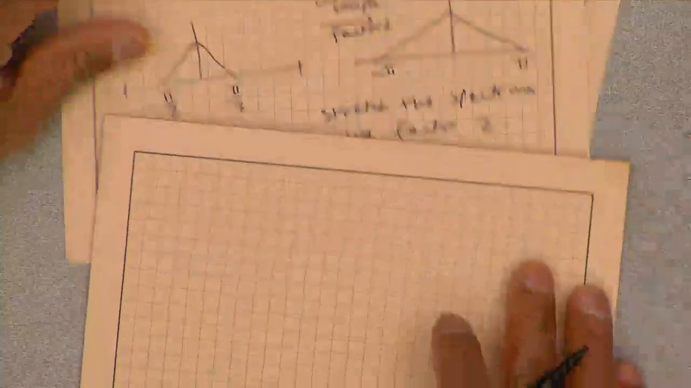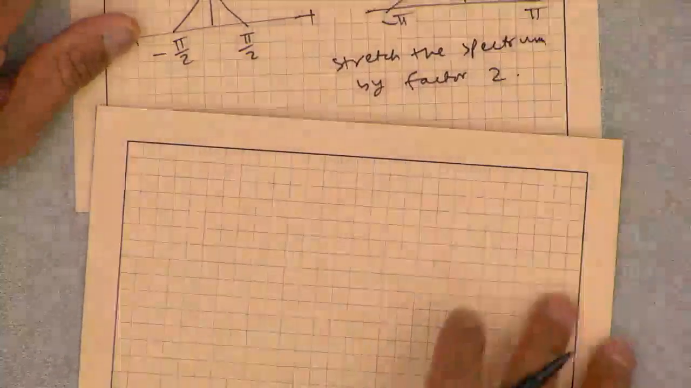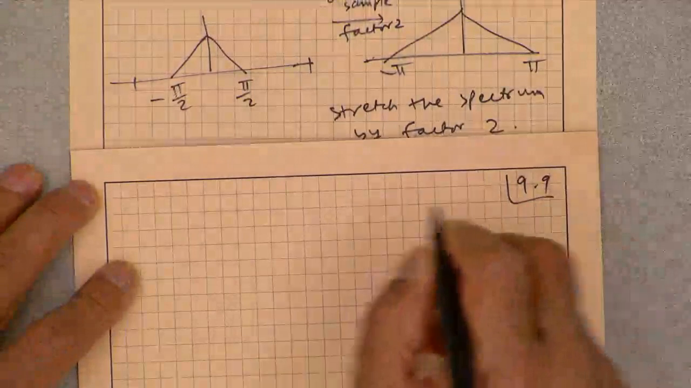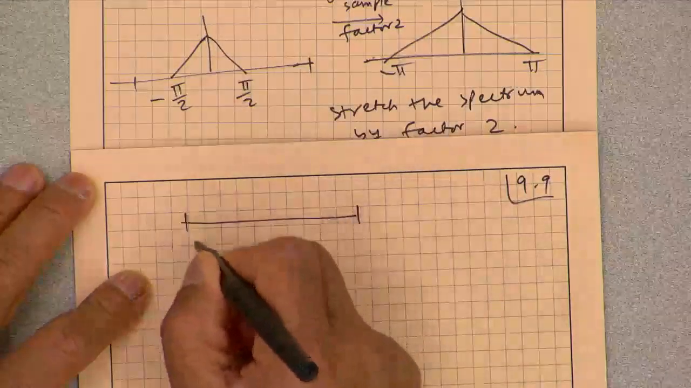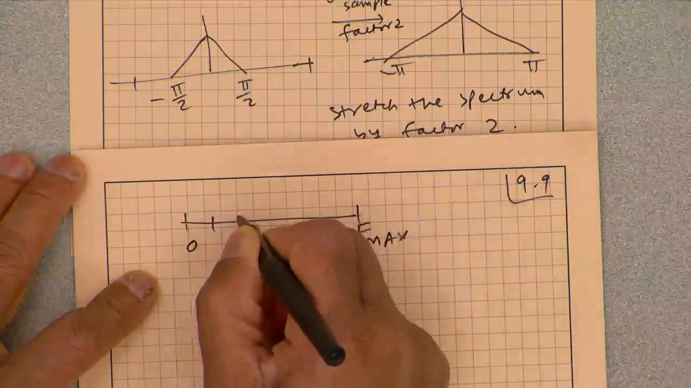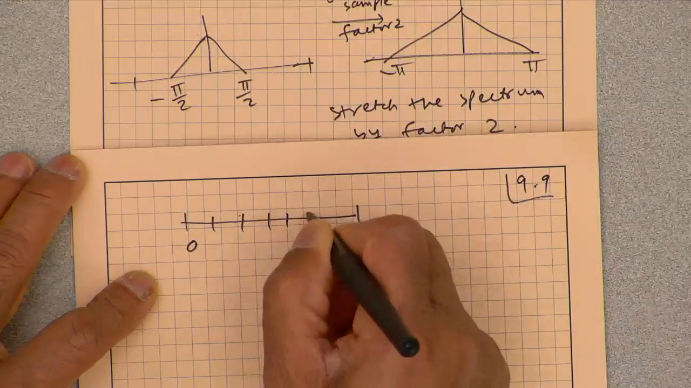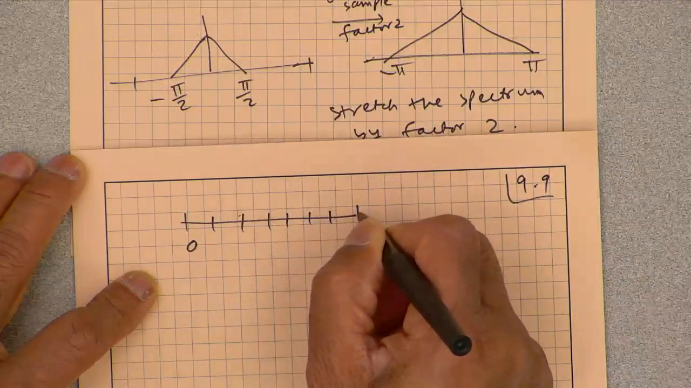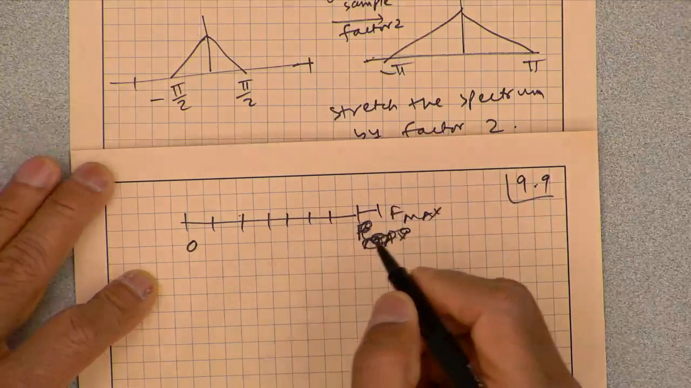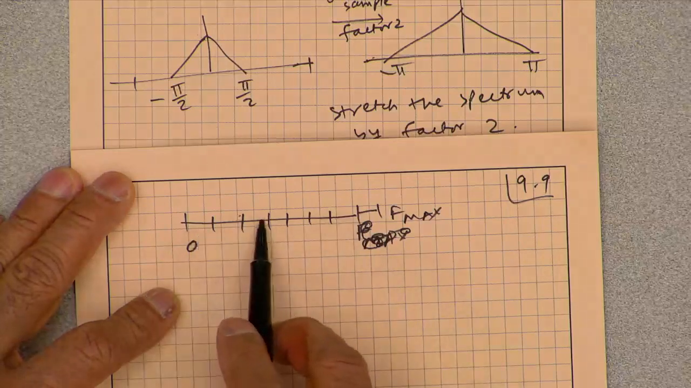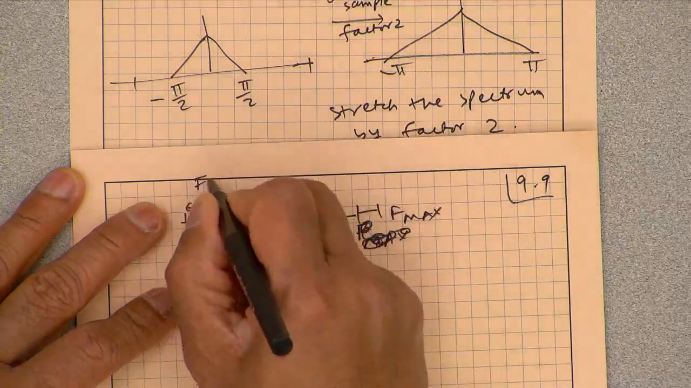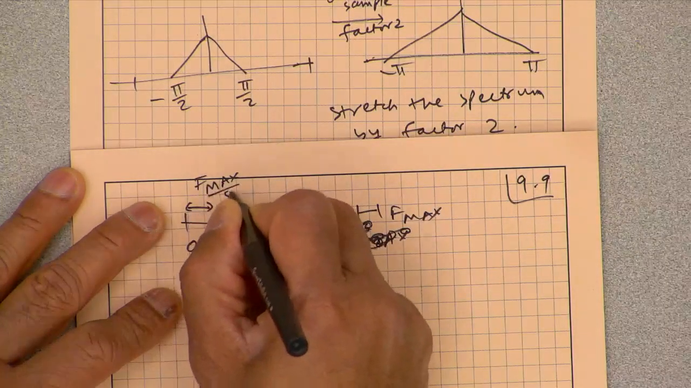So basically, the whole idea of subband coding is, if I have the frequency content from 0 to f max, and I want to divide this into 8 different bands, then we have 8 different bands, 1, 2, 3, 4, 5, 6, 7, 8. The bandwidth of each of these bands is going to be f max by 8.